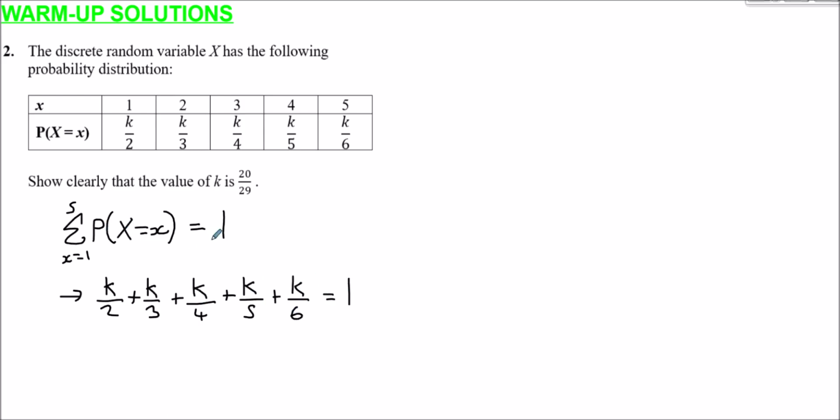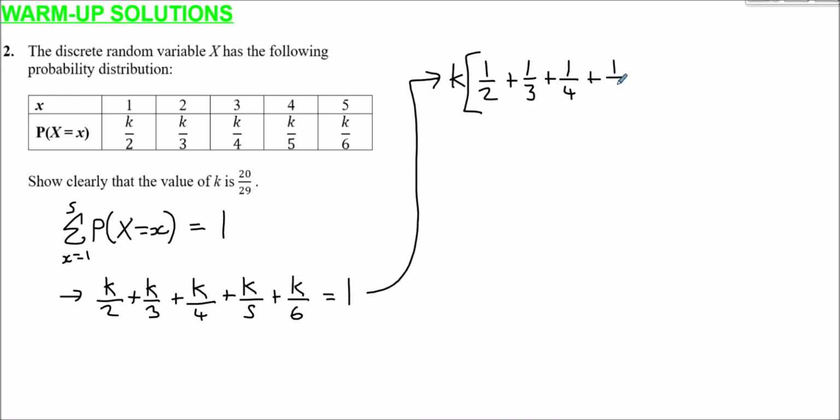Because it's a show that question, we can't do everything on a calculator. We need to show some sort of mathematical understanding. So what I'm going to suggest is we factorise out a K from this side. If we take this and factorise out the K, then I'm just going to have 1/2 plus 1/3 plus 1/4 plus 1/5 plus 1/6, and that equals 1. Now we could use the calculator to find out the value of this fraction, 1/2 plus 1/3 plus 1/4, all the way to plus 1/6.